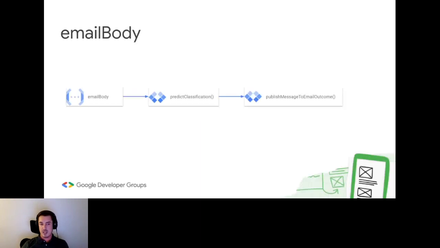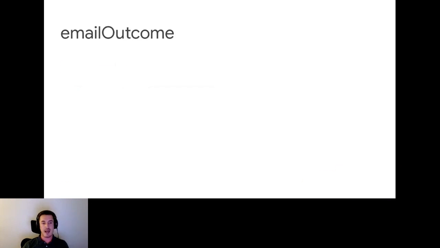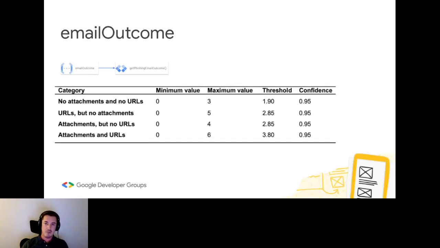After that is done, we got the email body. Email body is quite easy. We just predict the classification because of everything we extracted before, and then we publish that message to the email outcome. The email outcome Pub/Sub topic invokes the email outcome Cloud Function. I just try to get the labeling done very fast. So that has literally only one thing over here. So we just need to get the email outcome.